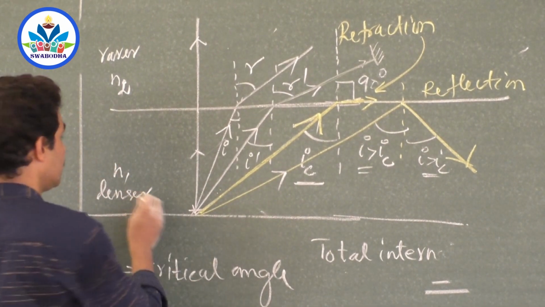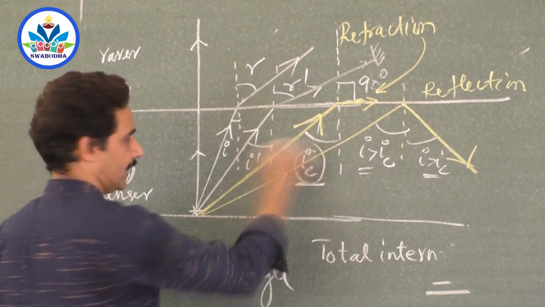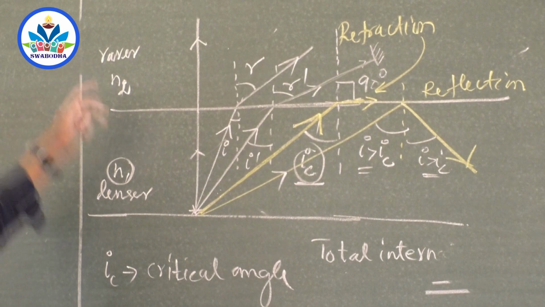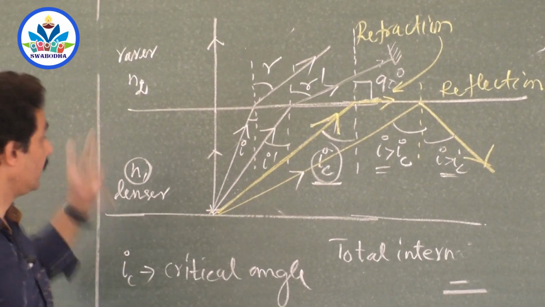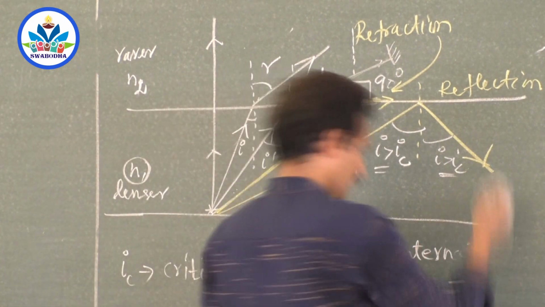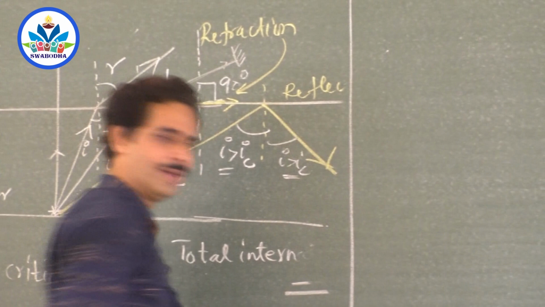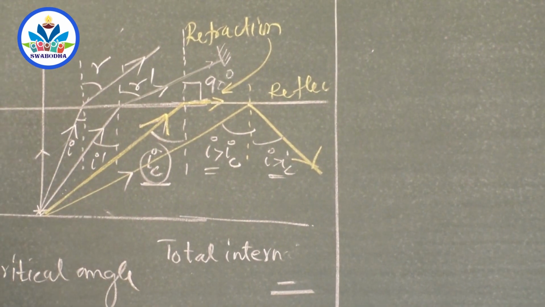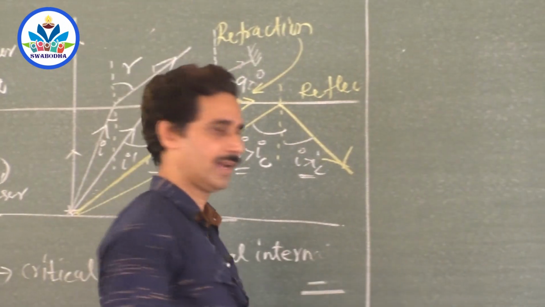What is the relation between the refractive index of the medium and this critical angle? This pair of media has how much critical angle? And another pair of media, and what is the relation between N1, N2 and IC? That is important now. So obtain the relation between the refractive index of the media and critical angle. Very simple derivation. You just have to apply Snell's law, that's all. So start again from once upon a time.